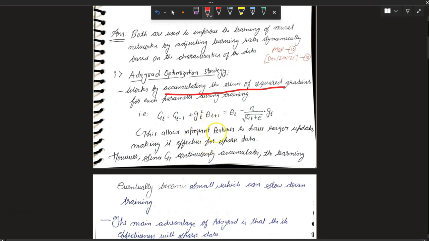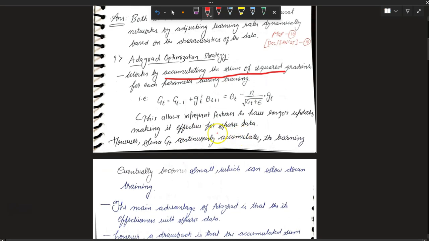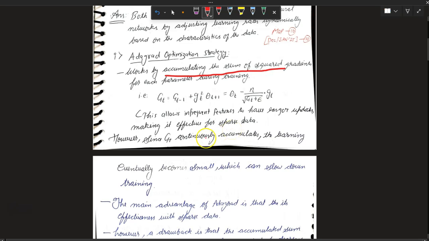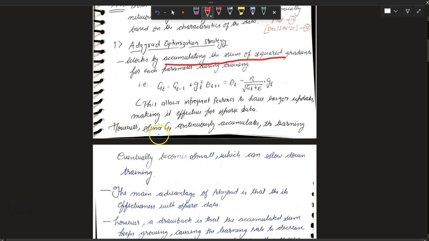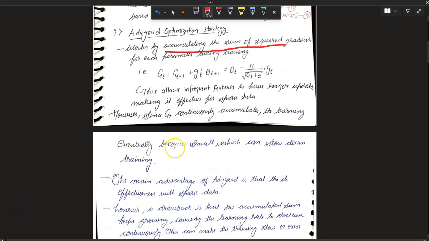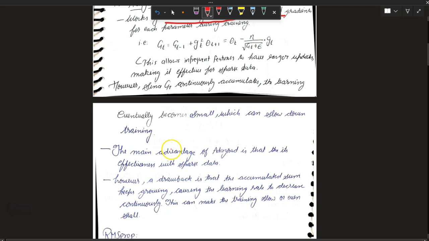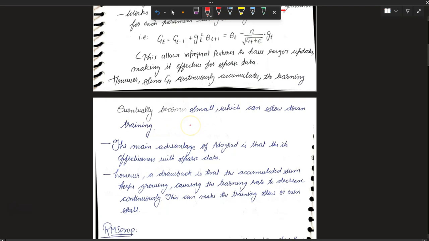This allows infrequent features to have larger updates, making it effective for sparse data. What is sparse data? It is going through the data and reading it. However, since Gt continuously accumulates, the learning rate eventually becomes small, which can slow down training, because it is continuously accumulating and the memory will become full and it will slow down.